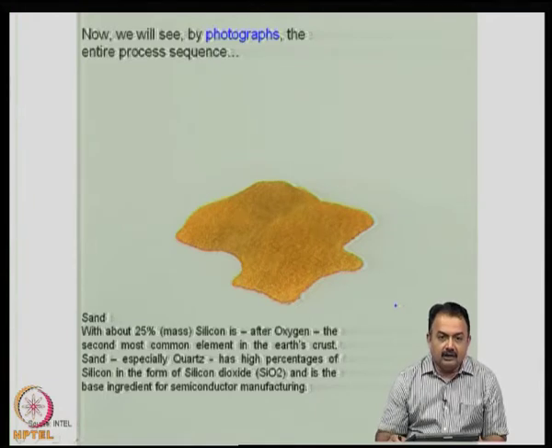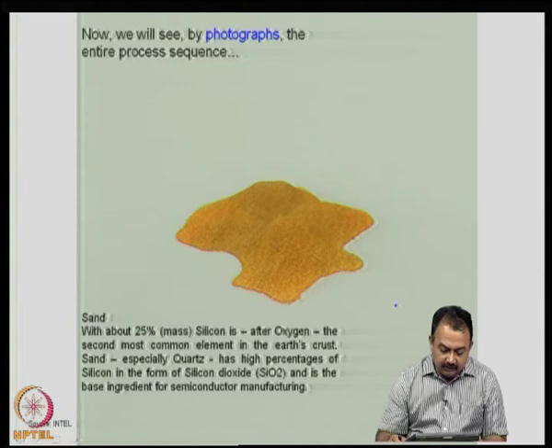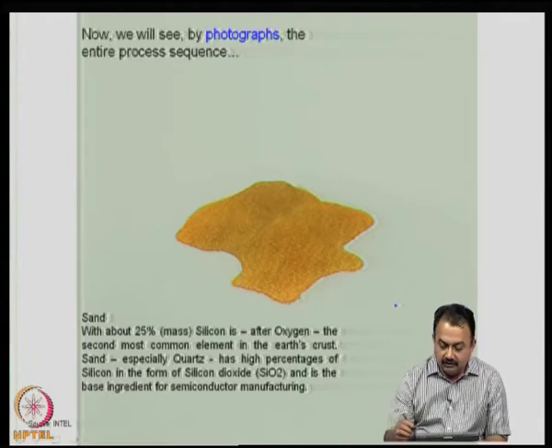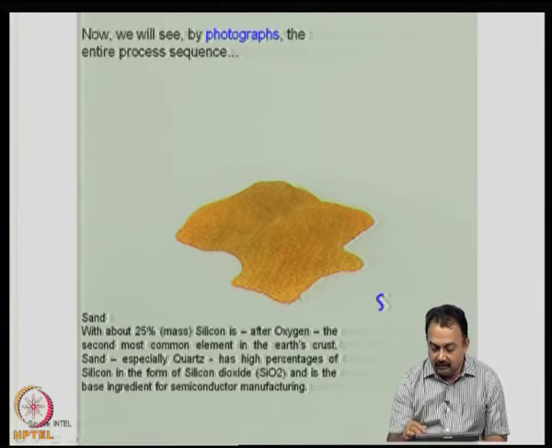Sand, and you can call it especially quartz material, has a higher percentage of silicon in the form of silicon dioxide and is the base or the basic ingredient for semiconductor manufacturing. Okay. So, we are going to start with silicon dioxide that is present in quartz.